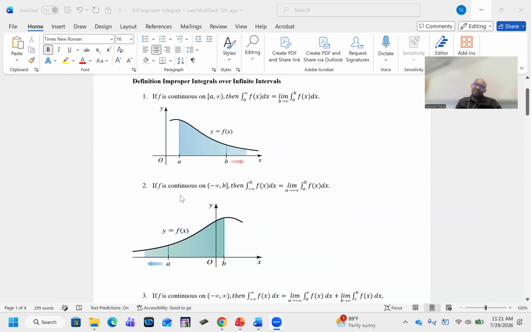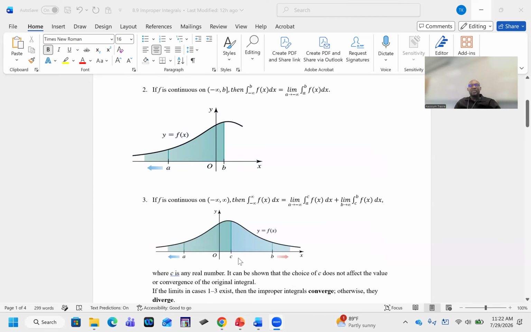And if f is continuous on the interval from negative infinity to b, then the integral of f of x dx from negative infinity to b is equal to the limit of the integral from a to b of f of x dx as a goes to negative infinity. You can see that's the case. a is going to negative infinity.